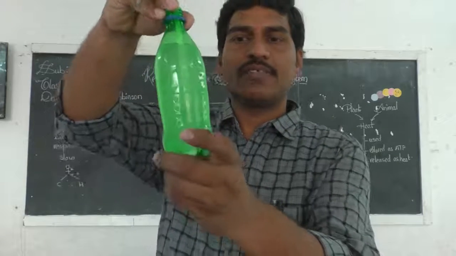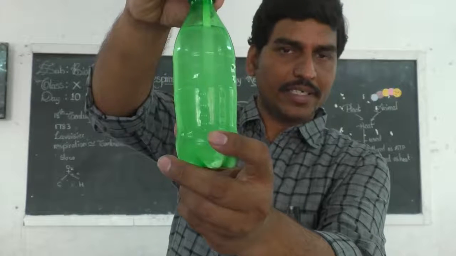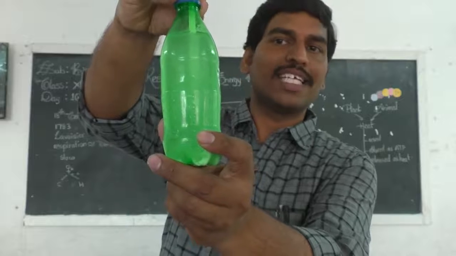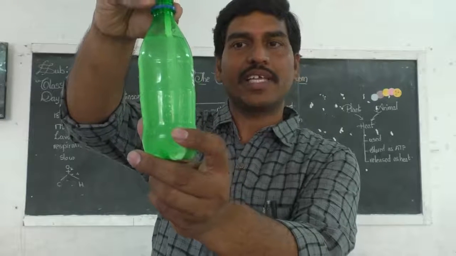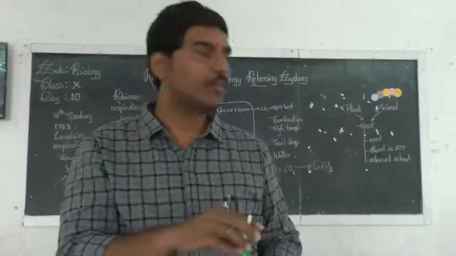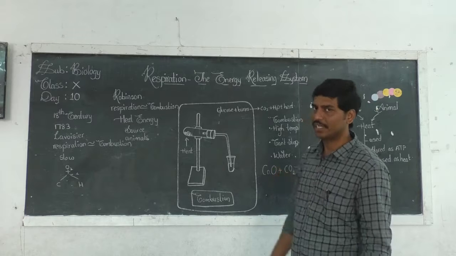Children, you can look, slowly it is turning into a milky white precipitate. You can see that it is not transparent now. It has turned milky white. As you leave it like that, it is going to turn completely milky white because of the carbon dioxide which is liberated.